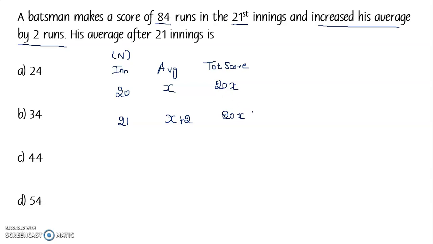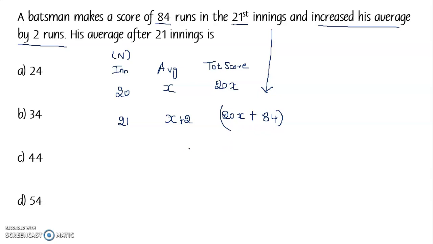Now in the 21st innings, he has scored how many runs? 84 runs. So that is 84. Now this value actually we are deriving from the problem. Okay, you can also write it like this: it will be 21x plus 42. So that is also one possibility, but this is another way of calculating it. Okay, so this is the thing.